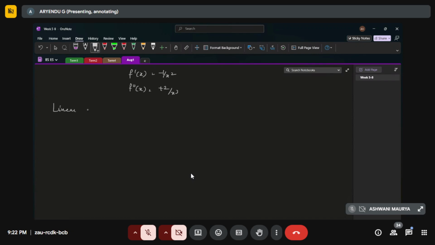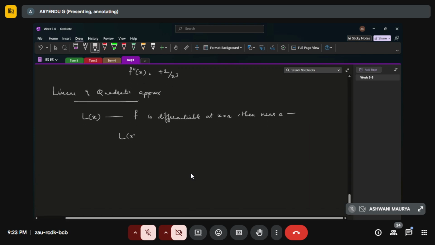So this is a very important theorem, the equation that you have to learn by heart for this. If you take L of x, there is a certain criterion for finding L of x such that if the function f is differentiable at a given point x equal to a, then near a we have the linear approximation, which is given by L of x is equal to f of a plus f dash of a into x minus a.